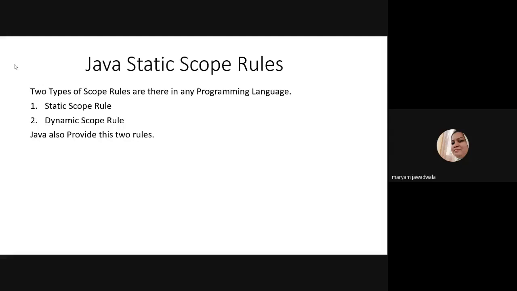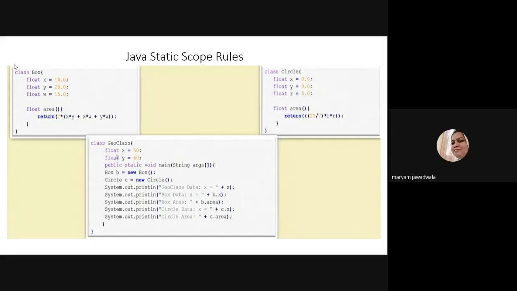So students, in today's lecture, we are going to discuss Java static scope. The dynamic scope rule we'll discuss later. So let's go ahead with the static scope rule. Is this slide visible? Yes, ma'am. Okay, so first try to understand this program.